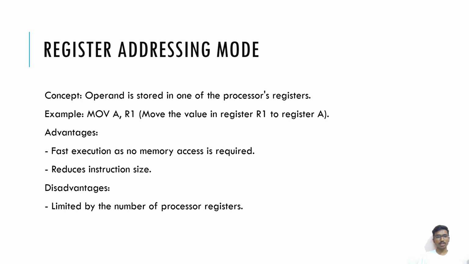Now it's register addressing mode. Operand is stored in one of the processor's registers. MOV A, R1. Move the value in register R1 to register A. Advantages: fast execution as no memory access is required, reduces instruction size. Whereas the disadvantage is that it is limited by the number of processor registers.